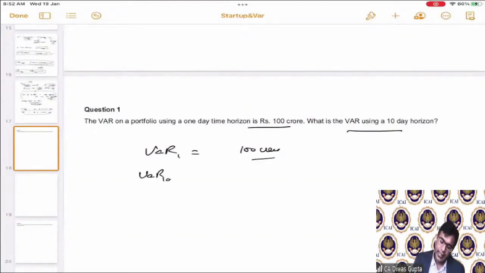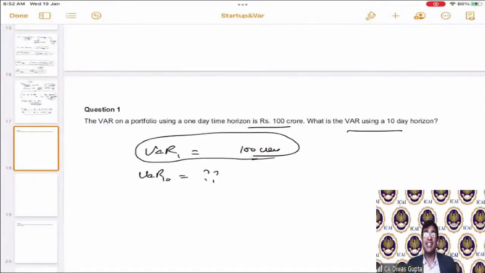And VaR for 10 days will be how much? Now you see, students, 100 crore is a very big amount. That means the maximum loss that the portfolio is exposed to is 100 crore. You can imagine the value of that portfolio, how big it will be. But anyway, that is not the part of our question.